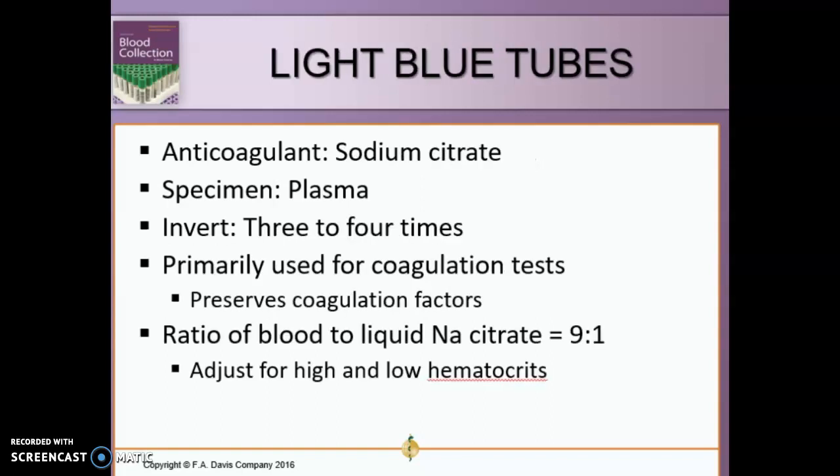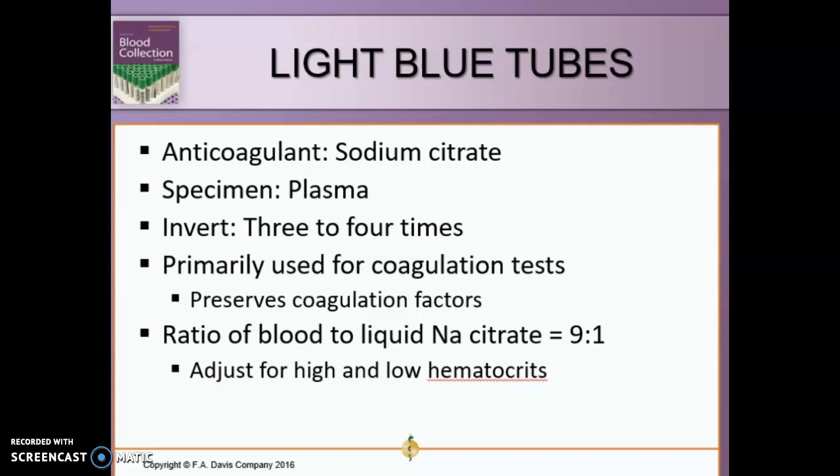Now we're going to talk about light blue tubes. These light blue tubes have an anticoagulant known as sodium citrate. It prevents coagulation by binding the calcium. This sodium citrate is the most common anticoagulant, so you may want to write that down. We're going to invert this tube 3 to 4 times. It's primarily used for coagulation tests, and it preserves the coagulation factors. The ratio of blood to liquid sodium citrate is 9 to 1. It's very important that this tube must be filled completely.